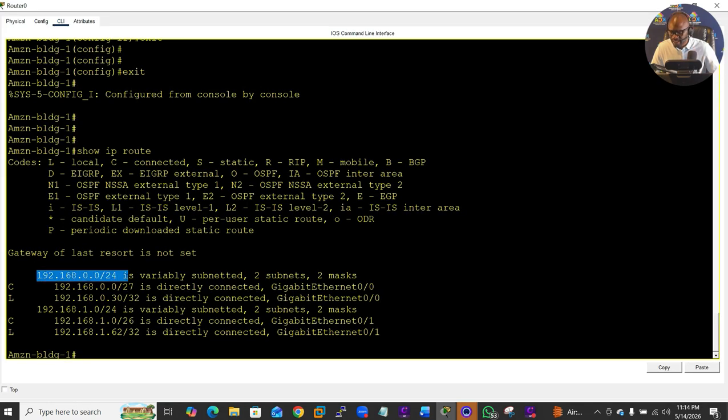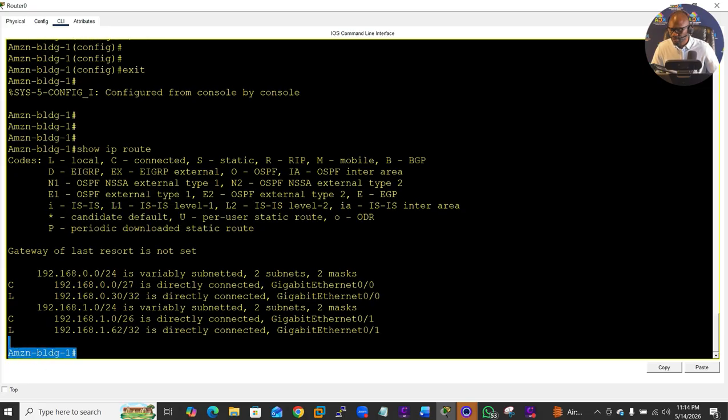We don't have anything on this. When you look at the Cs, the two Cs, always check the Cs. We do not have anything that has 192.168.3.something, right? Or 192.168.2.something. Which means building 1 only knows about the two directly connected networks.